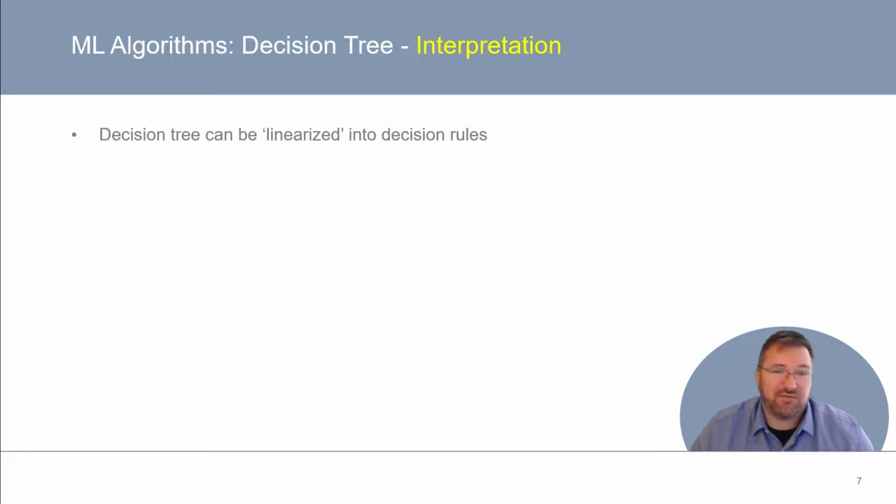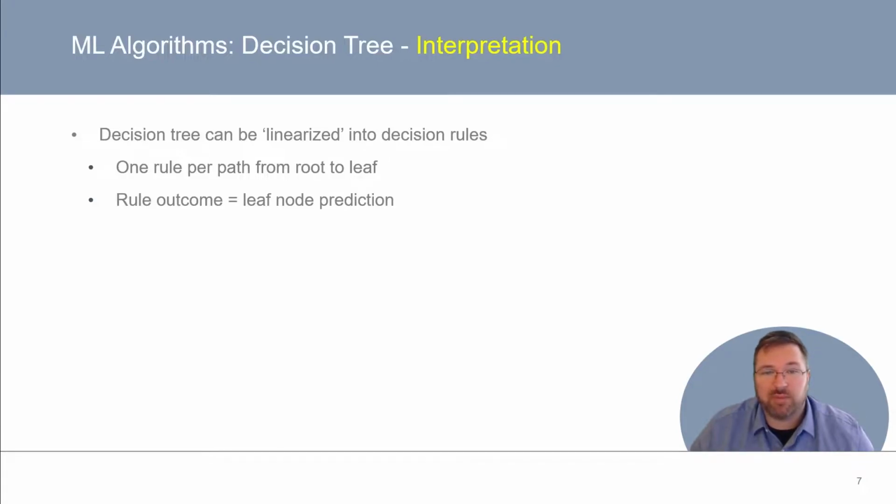As mentioned in the last video, truly interpretable models can typically be expressed as conditional rule expressions, also known as implications from the field of logic. And indeed, decision trees can easily be linearized into decision rules. Each rule will capture a unique path from the root node to one of the leaf nodes in the tree. And the outcome of each respective rule will be the prediction found at the leaf node in the path through the tree that was followed.